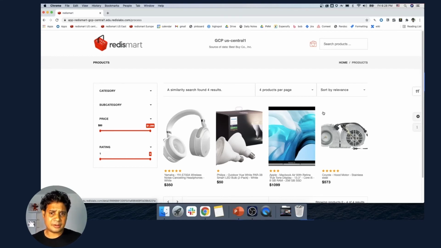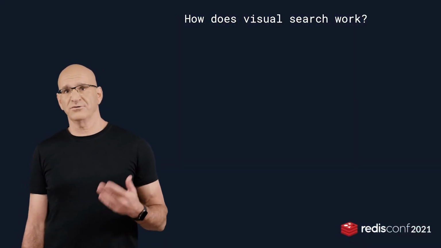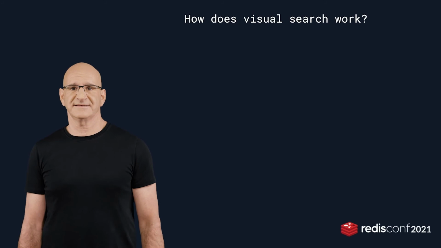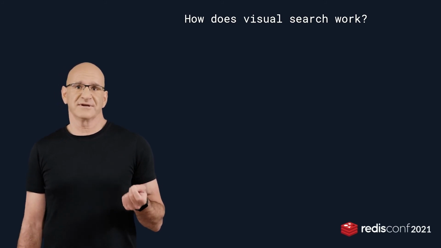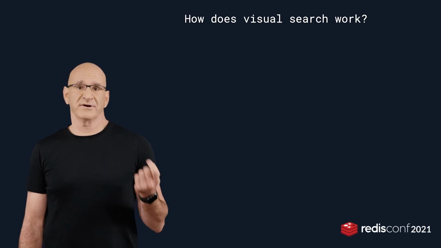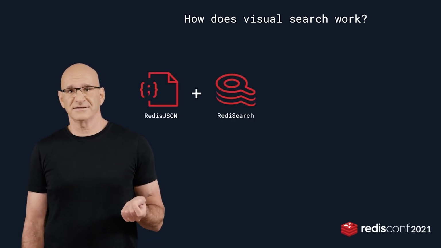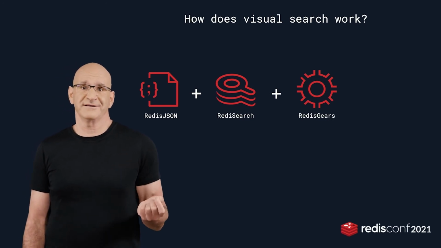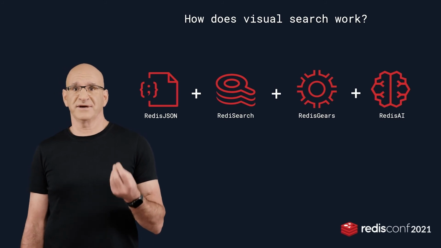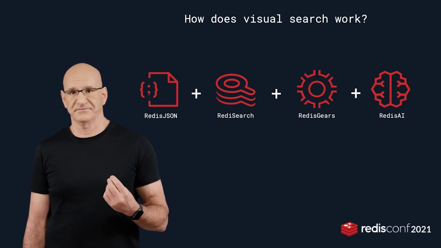So now back to Iftak to explain how RedisAI works and how it seamlessly integrates into your Redis technology stack. So back to you, Iftak. Thanks again, Ash. So how does visual search work? In essence, it's powered by a few technologies. These include RedisJSON and RediSearch, which we have already mentioned today. But in addition, there is RedisGears, our server-side execution framework or programmability engine, and RedisAI, which brings real-time inferencing to Redis.